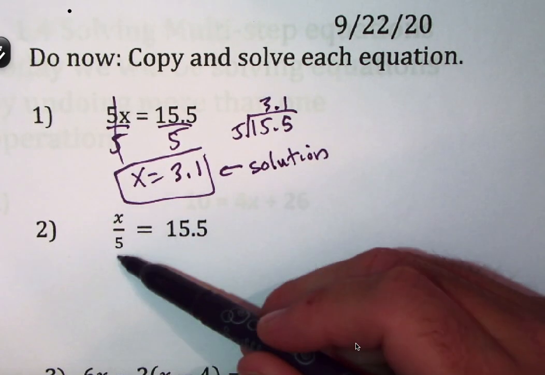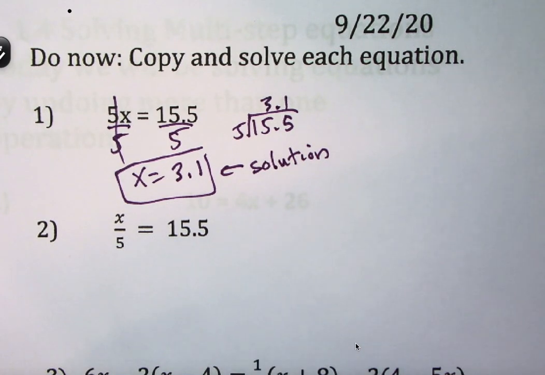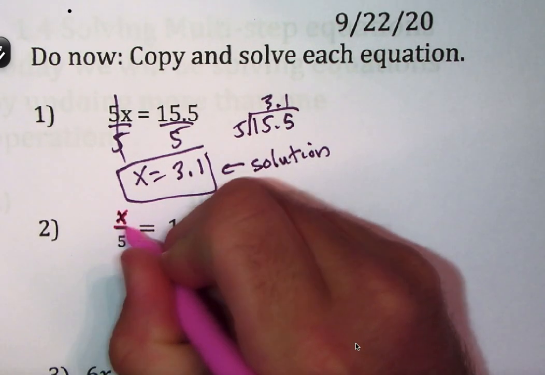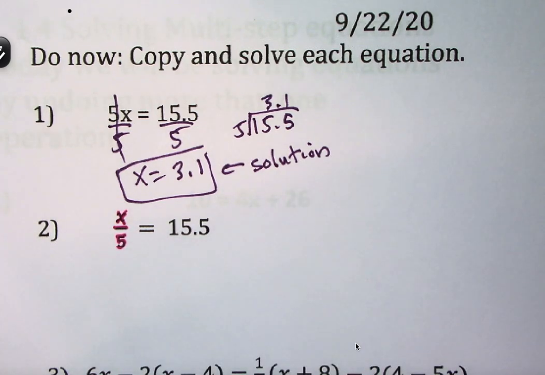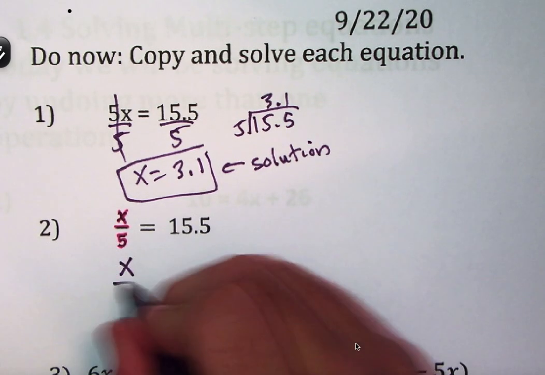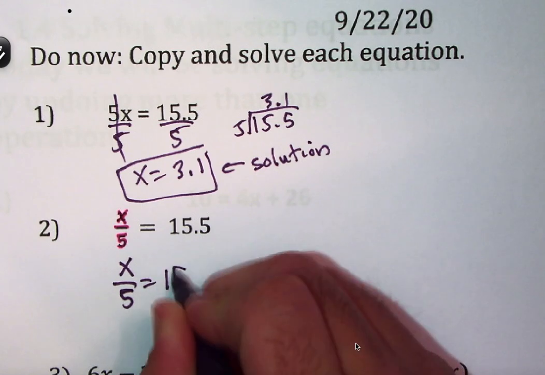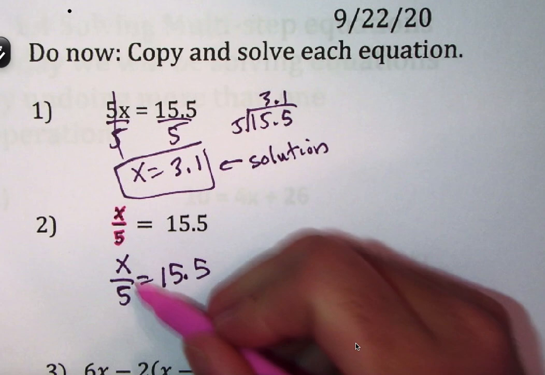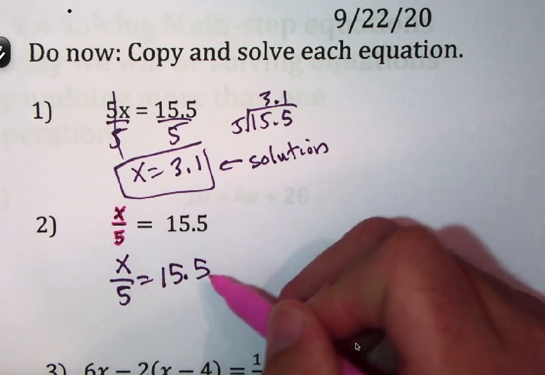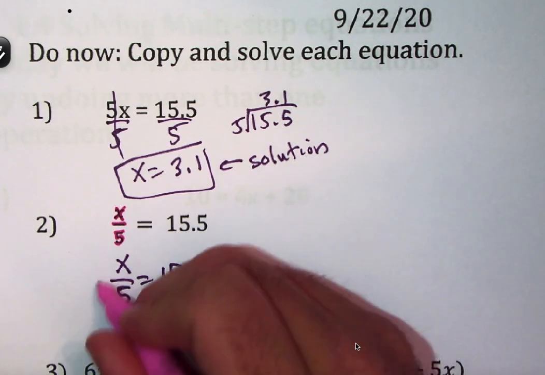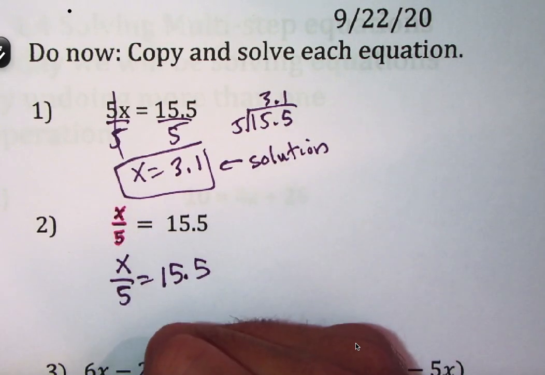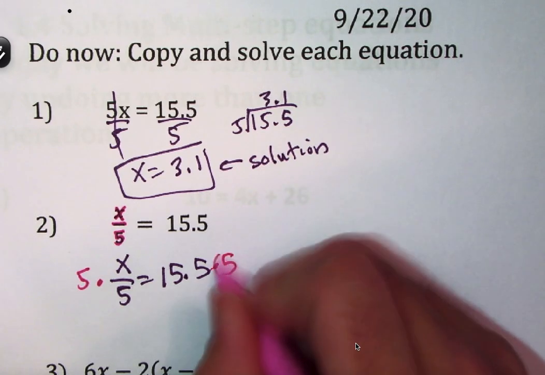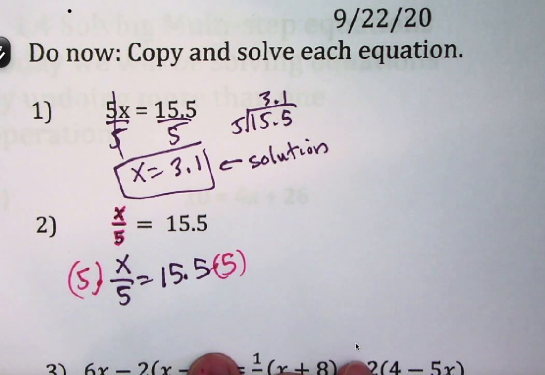We got x divided by 5 equals 15.5. Okay. So now what do we do to both sides to get x by itself? Well, we learned, how do you undo division to get the variable by itself? You use multiplication. And I like to use parentheses for multiplication.